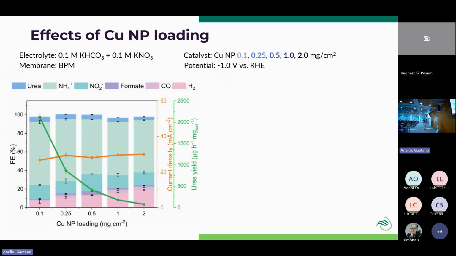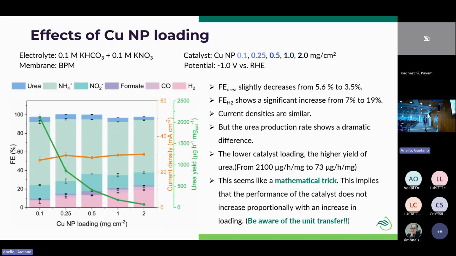In the additional measurements, we all use bipolar membranes, and we had a look at the other kinds of parameters. So here's the effect of copper loading, and you can see that the copper loading basically does not have that much of an effect on the urea Faraday efficiencies. But if you look at the yield rates, right, there's a tremendous effect, and that's of course because you normalize versus the amount of catalyst that you use.